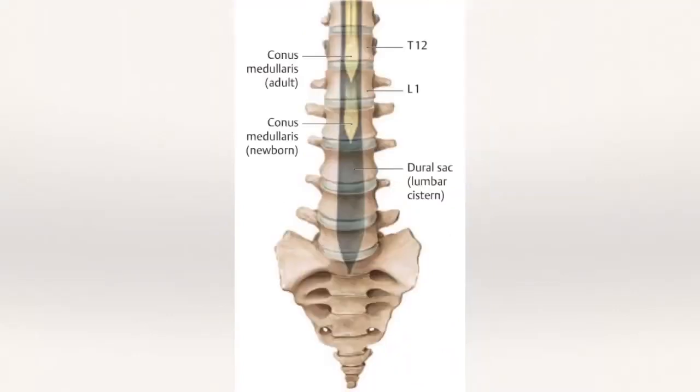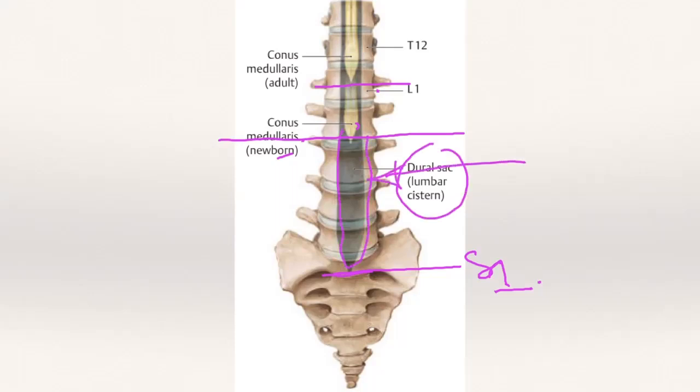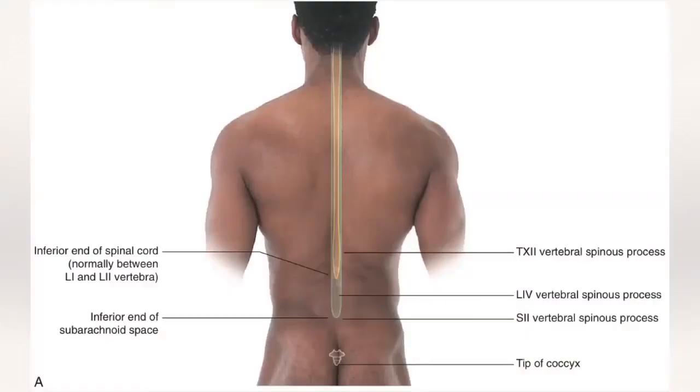You see the conus medullaris at the L1 level. The spinal cord ends at the L1 level. This is in the newborn. The arachnoid space ends at S1. This is the lumbar puncture, where we introduce a needle to tap the cerebrospinal fluid. You see, this is L1, this is L3.